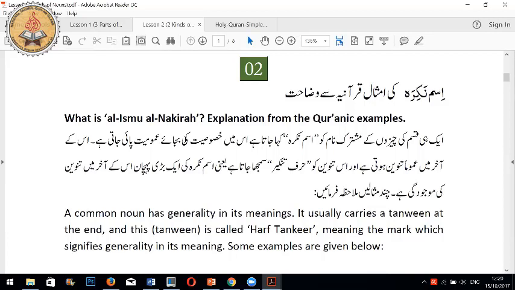As I said, Arabic is a very scientific language in terms of its pattern. The pattern is very important, how a word is written and recited. This tanween is called harf tankir, or you could say harfu tankir, harf meaning the mark, the phonetic or vocal marks, which signify generality in its meaning. Some examples are given below.